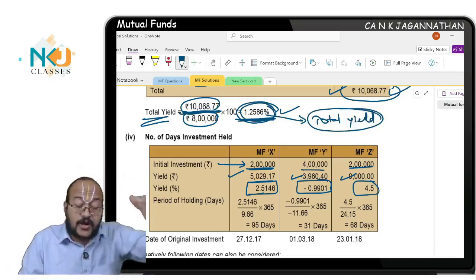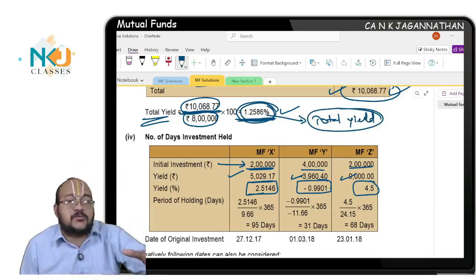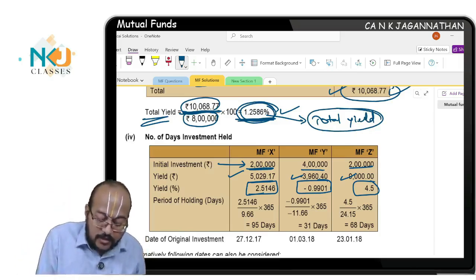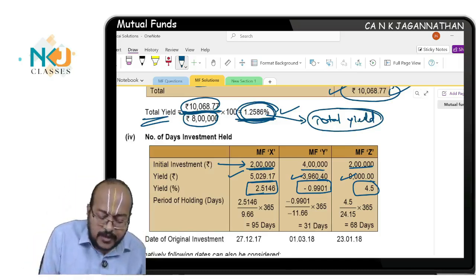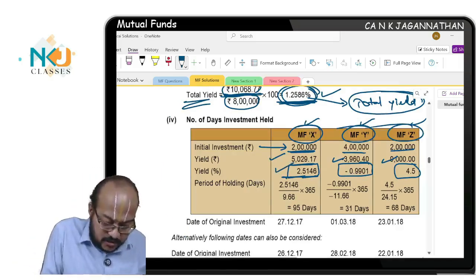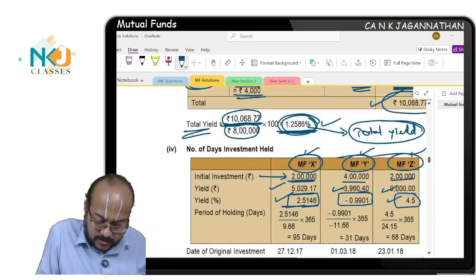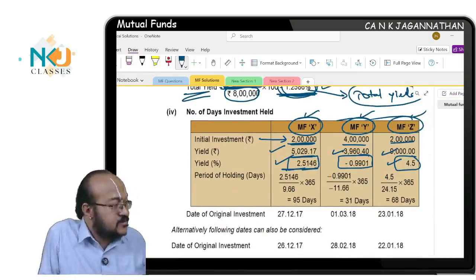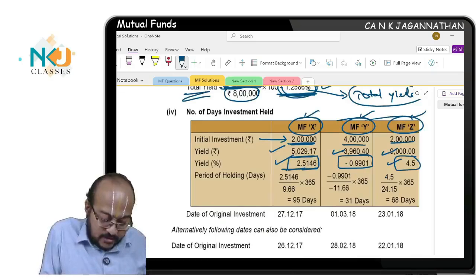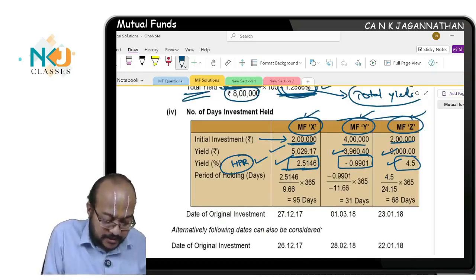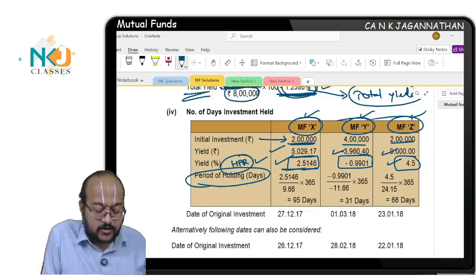But here I need to find out, for computing number of days I hold the investment, for each scheme. Na? For this I need to calculate yield for each and every mutual fund scheme, which means yield generated by each and every scheme. So this is the yield: 2.5146 percentage, minus 0.9901 percentage, and 4.5 percentage. All these are nothing but yield. This is nothing but yield, and this is holding period return. This is nothing but holding period yield. Are you understanding? Next, period of holding they need to compute. Now we need to compute.